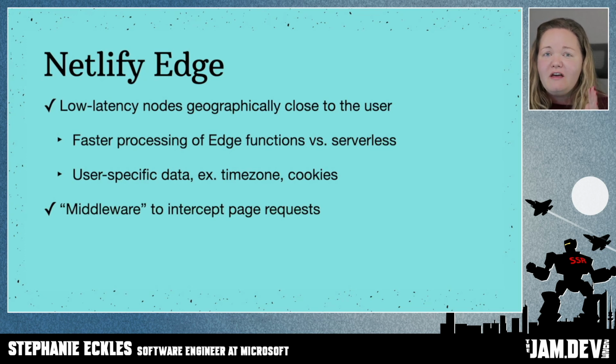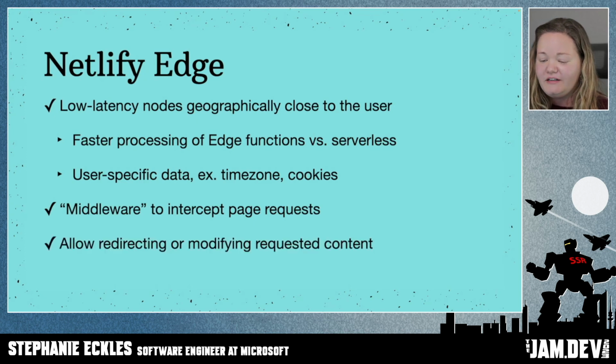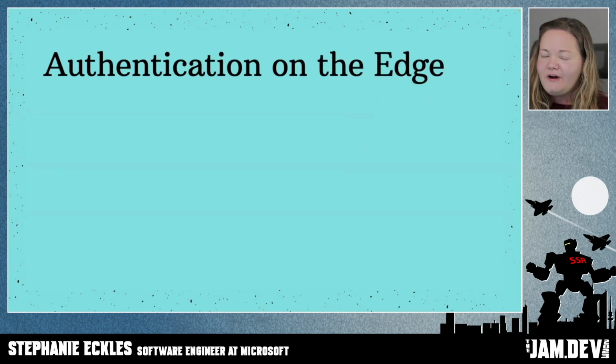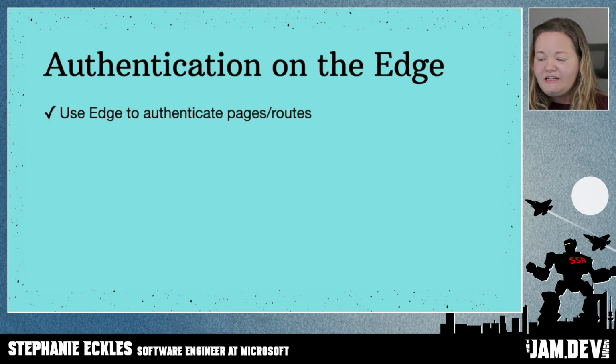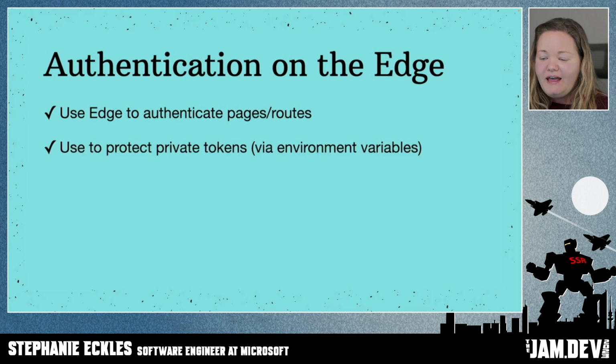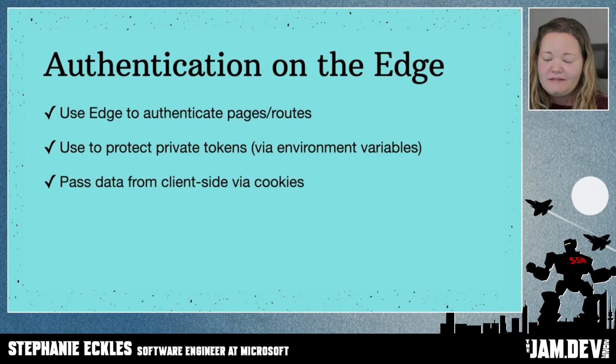Edge functions are going to happen at the top of the page request before content gets sent down and delivered to the user for the page. So this lets us redirect or modify any requested content for that page. And just a note here that Netlify Edge specifically is going to develop functions using Deno versus Node. So the part that we're interested in doing is authenticating users on the edge. You can use Edge to authenticate pages and routes and to protect private tokens, again, via our environment variables, and also pass data from the client side via cookies.